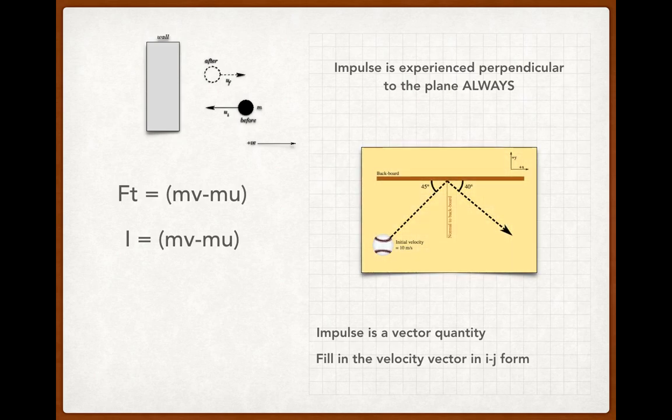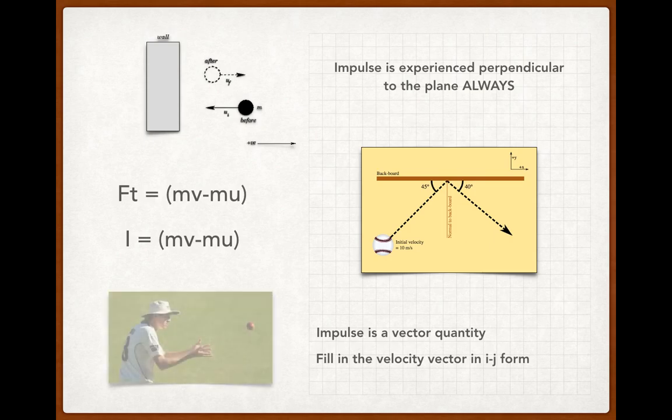Second example. So the ball comes in at an angle, hits the wall. The impulse in this case is perpendicular to the plane, so the impulse will be in the downwards direction, or the j direction there. What you'll need to do is get the velocity of the ball in the i and the j direction beforehand and afterwards, fill those into the equation with the mass, and what you'll find is the impulse indeed has a negative j value. It's downwards in other words.